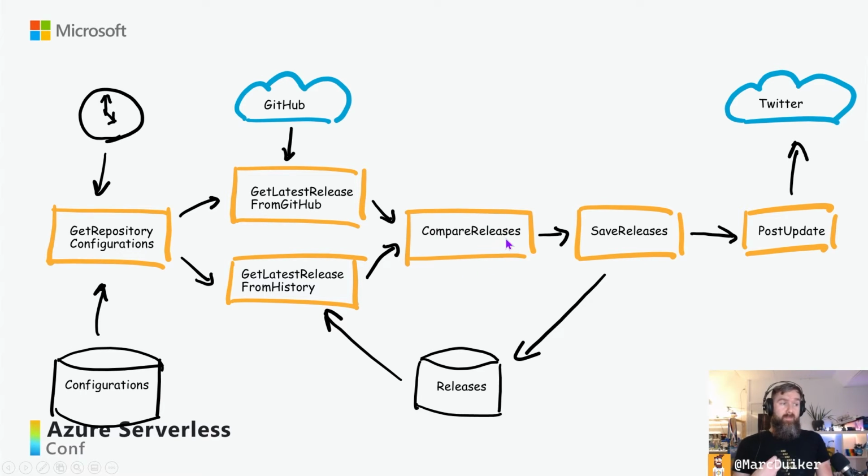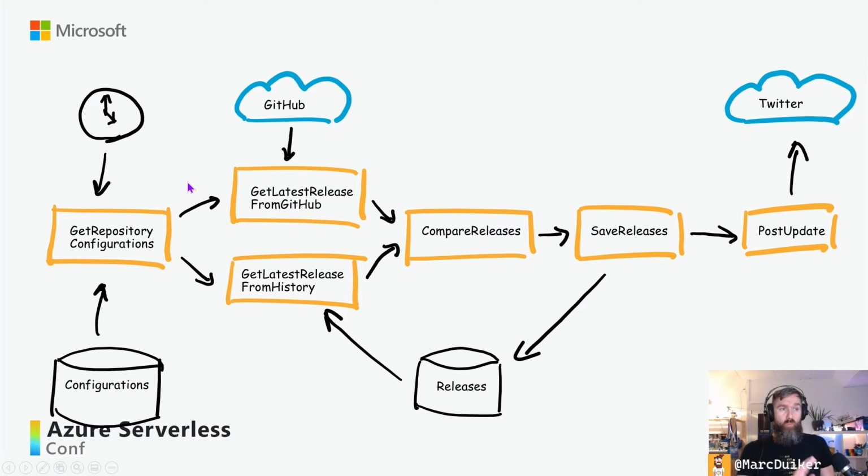And if it turns out that the GitHub repo release is newer, then I'll save the release so I can use it for next time. And if it also turns out to be a relatively new release, then I'll also post it to Twitter. So I'm also talking to the Twitter API here.